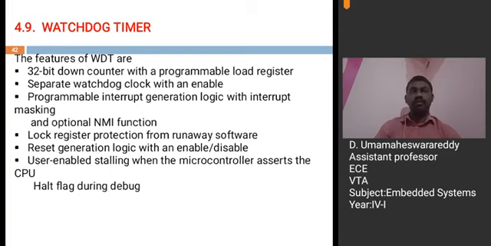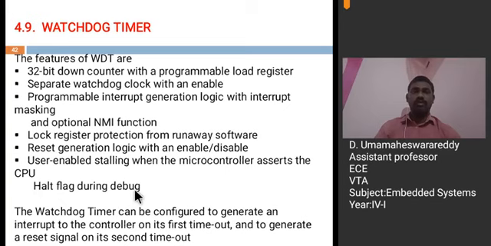And you can configure your watchdog timer to generate an interrupt to the controller on its first timeout, and then generate a reset signal on its second timeout. On the first timeout, you can generate an interrupt and check, and then if the controller does not respond, then on the second timeout, you can restart the microcontroller.